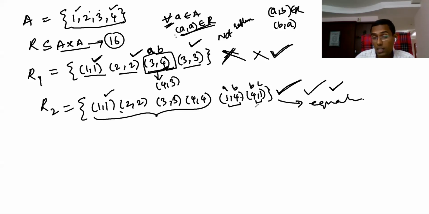But it's not the identity. Identity relation means what? Only this much, (1,1), (2,2), (3,3), (4,4) only there, then it's called the identity relation.